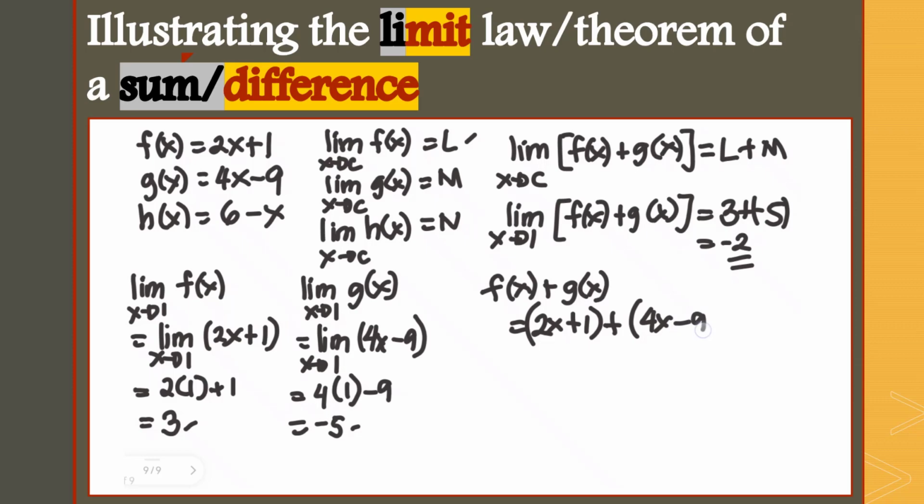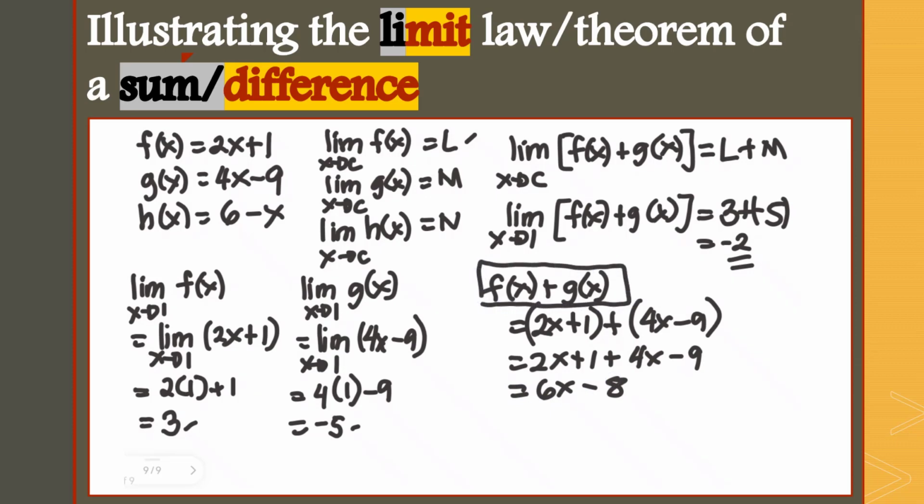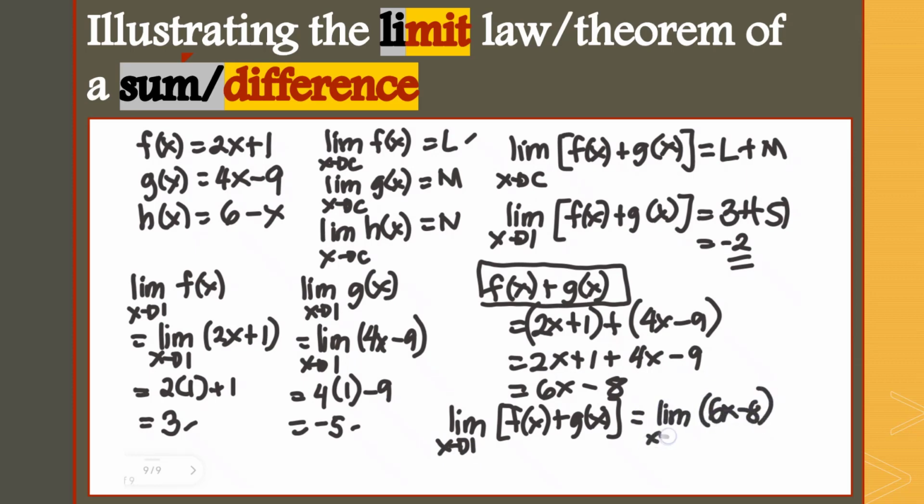Minus 9. Okay, so you have 2x plus 1, grouping symbols, plus 4x minus 9. So you have here 6x minus 8 for the sum of the two functions. And if you're going to subject this into the limit, you will have limit of f of x plus g of x as x approaches the same value of 1. That's limit of 6x minus 8 as x approaches to 1.